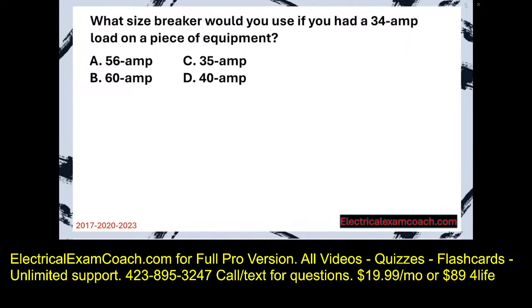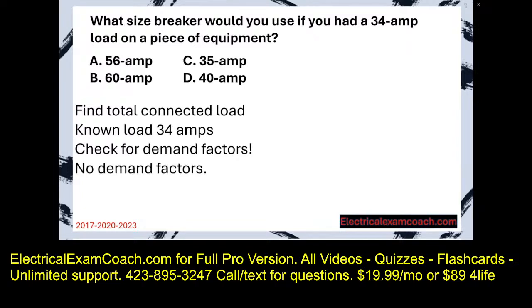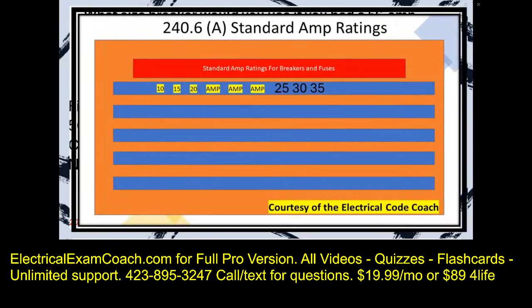Great job. What size breaker would you use if you had a 34 amp load on a piece of equipment? Step 1, find the total connected load. The known load as of right now is 34 amps. But we got to check for demand factors. There are no continuous loads, and there are also no specific pieces of equipment. So therefore, there are no demand factors. We're going to head to our table, 240.6a, and we're going to choose the next size up, which in this case would be a 35 amp breaker.